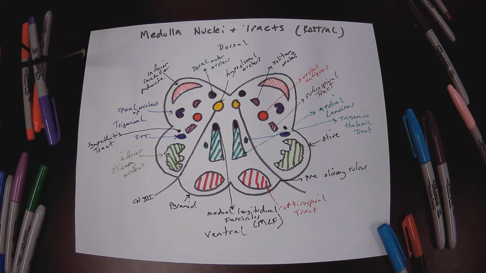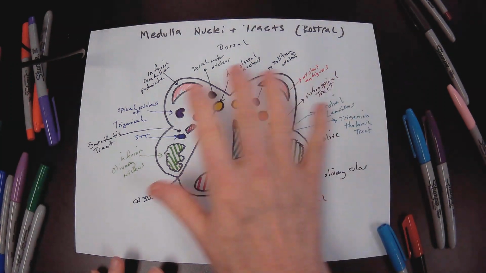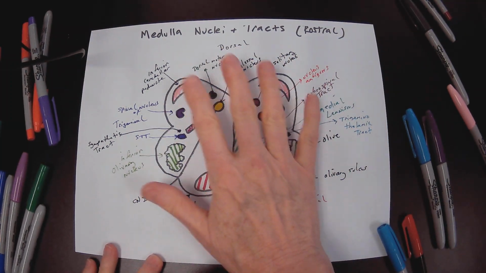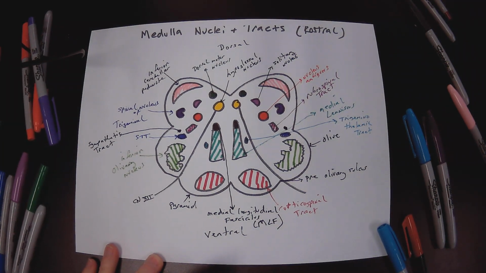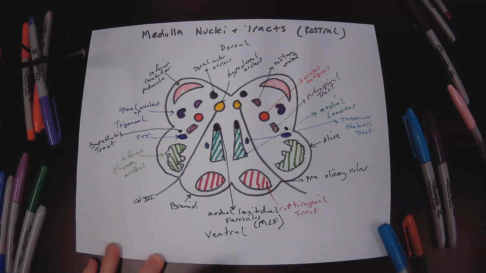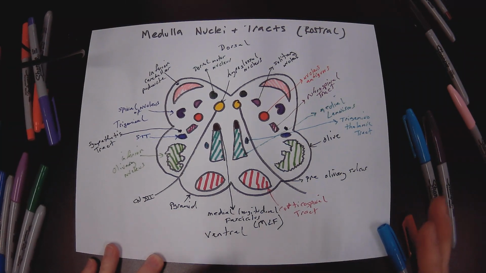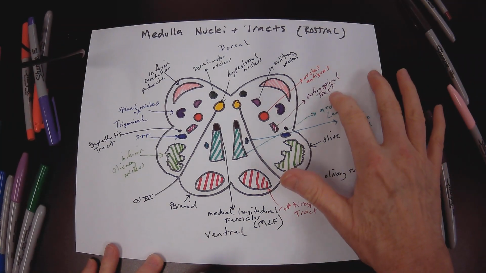This is a lot of stuff. All right, questions? This is all the things that we talked about. Most of the stuff, I mean, we've covered all this stuff now. The only difference is you're seeing it as a cross section through the medulla. You're looking at all these nuclei and things we've seen previously.